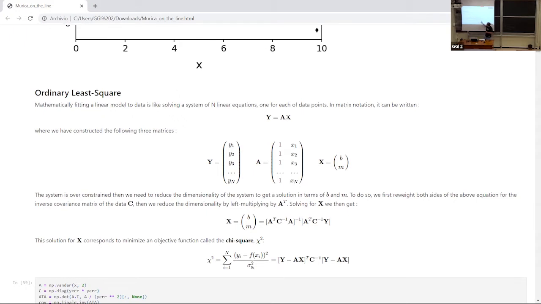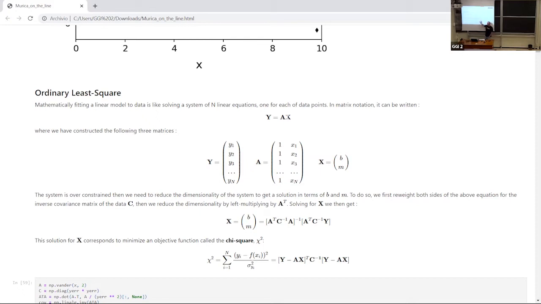So I can just multiply both sides by the inverse of the covariance matrix of the data, which is basically a diagonal matrix C. Of course, you can also include covariance, but for the time being we are not interested in this. It's just an example of the simplest way of solving this mathematically. And as you can see, you can find the solution for X by solving the above equation. Once you multiply each side by the inverse of C, and then you reduce the dimensionality by multiplying both sides by the transpose of the matrix A, this gives you the solution for X.